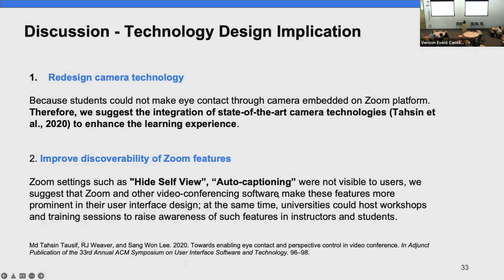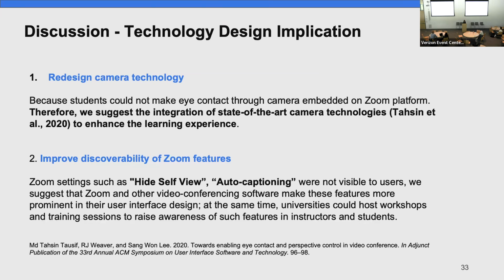And the next part, we suggest that the Zoom platform can improve discoverability of some features. For example, when we interviewed students, we noticed that some of them never knew that there are features such as hide self-view and auto captioning. All of these features are important for them. For example, if a student is anxious about opening cameras, he can just use hide self-view, so he wouldn't enter the state of objective self-awareness. This would encourage them to open cameras. And also for international students, if there is auto captioning, they would feel more comfortable following the native speakers.